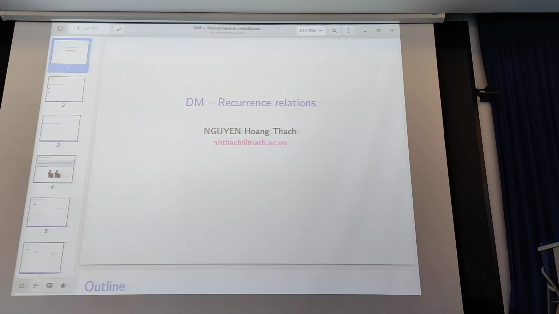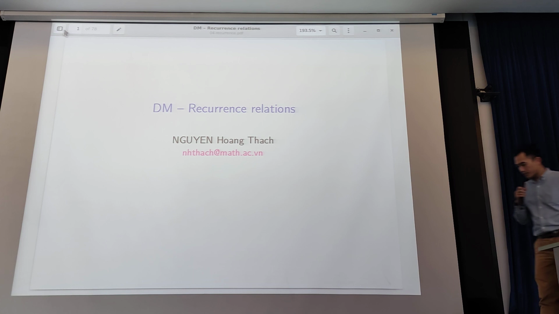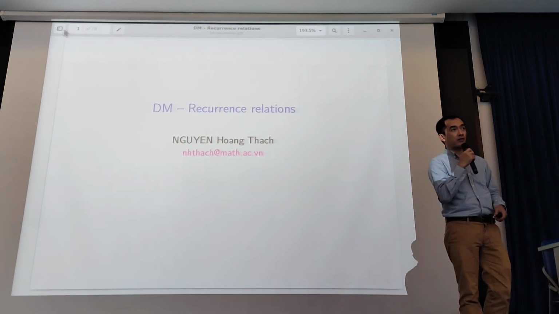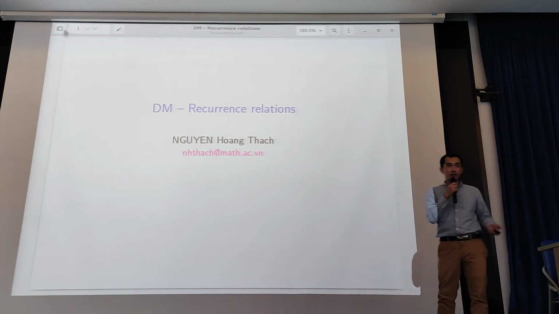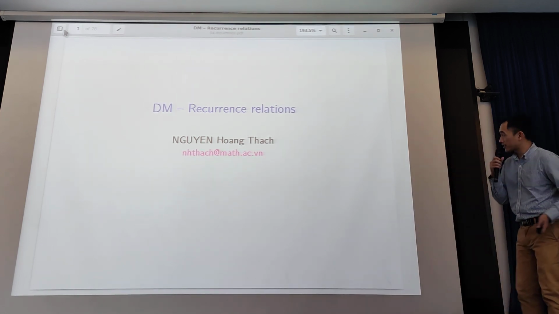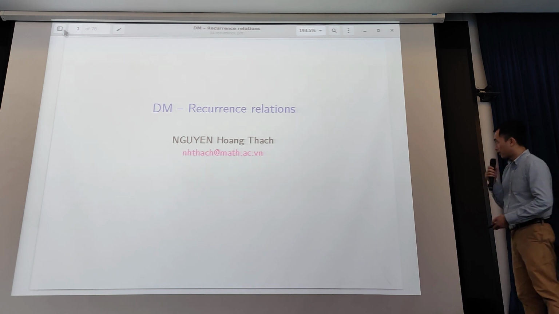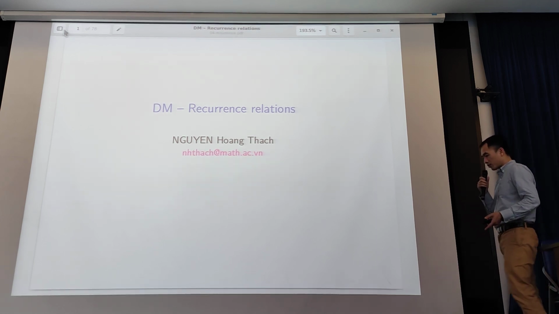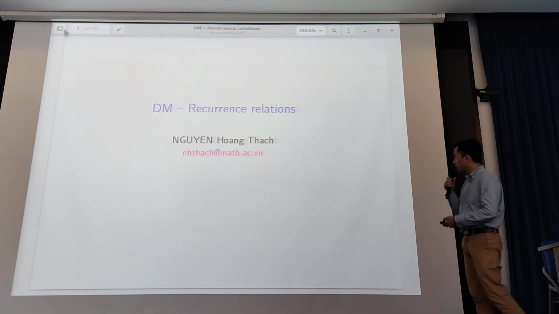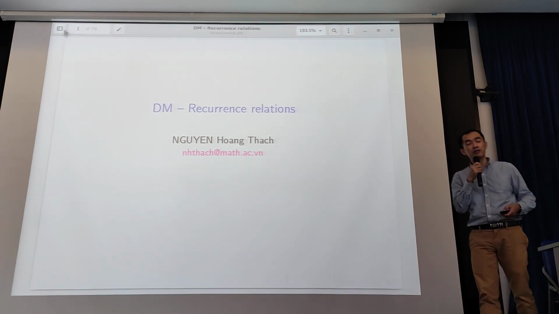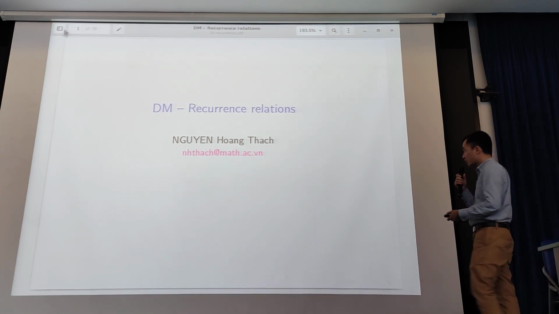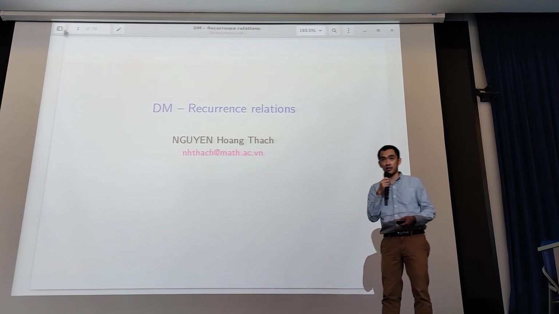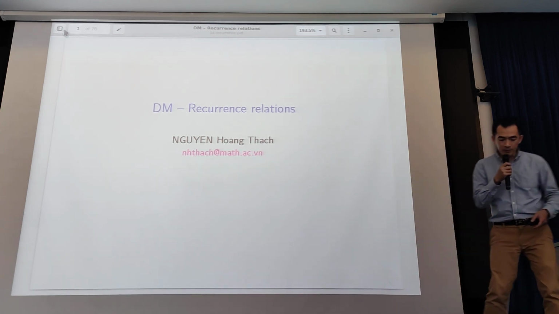About today's lecture. We have seen some identities involving binomial coefficients or involving Stirling numbers of the second kind. In general, those identities are called recurrence relations. A recurrence relation is a formula which establishes a relation between the terms of a sequence.